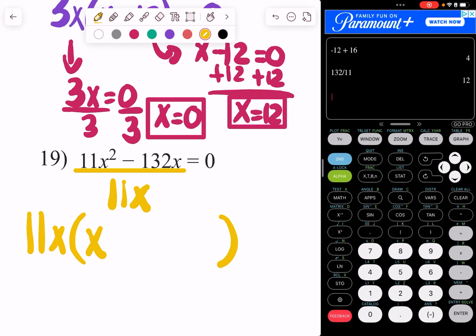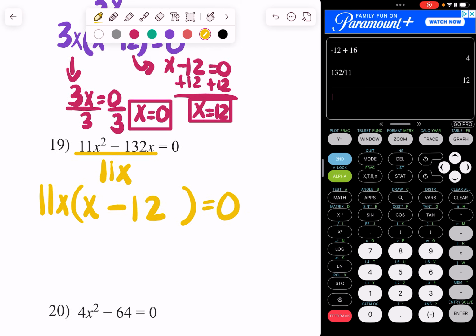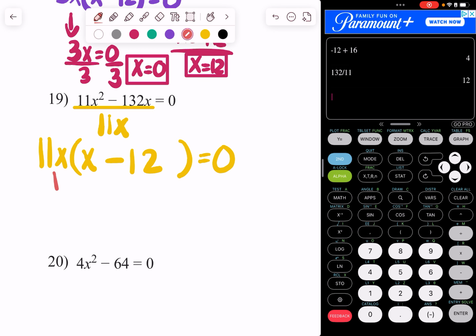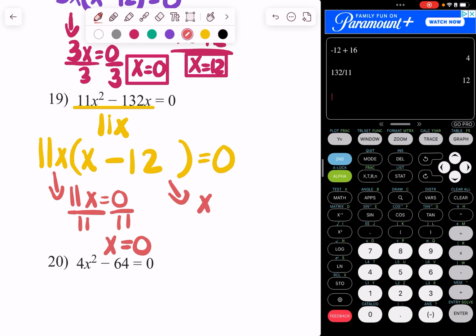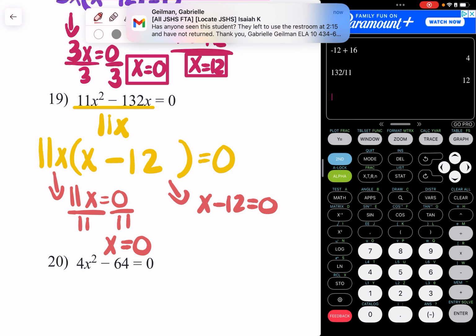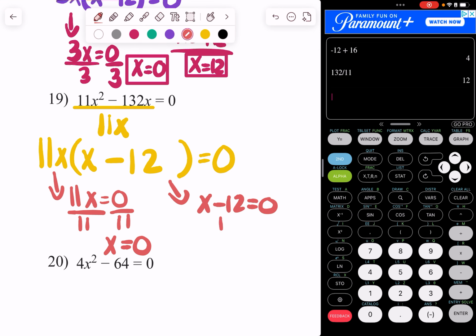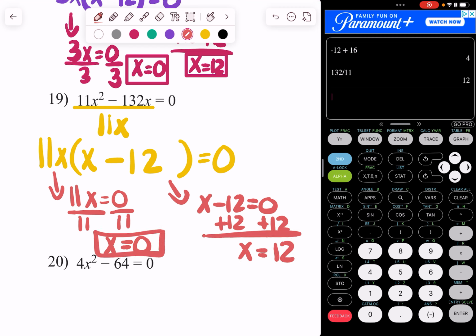Then negative 132 divided by 11 is negative 12. And x divided by x is nothing. All right. We now set each of these equal to 0. 11x equals 0. Divide by 11, we get x equals 0. This one, x minus 12 equals 0. Add 12 to both sides, we get x equals 12. Same answer as before, but completely different problem.